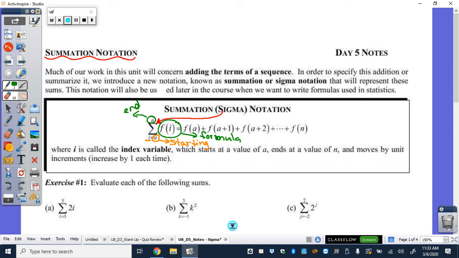And then that number on the top tells you where to stop plugging in. So you're going to plug in the first number on the bottom, and then you plug in the next number, and then you plug in the next number until you get to whatever the number is up on the top, and that's when you stop and actually add your values together.